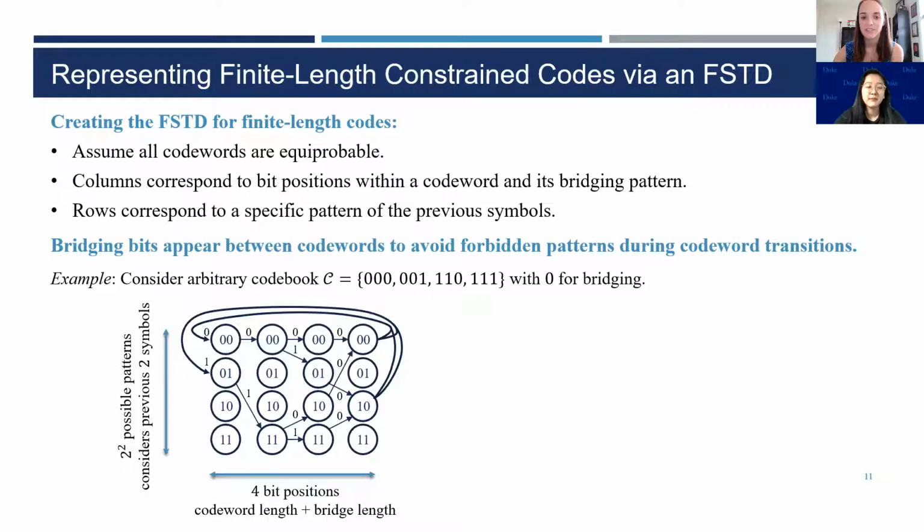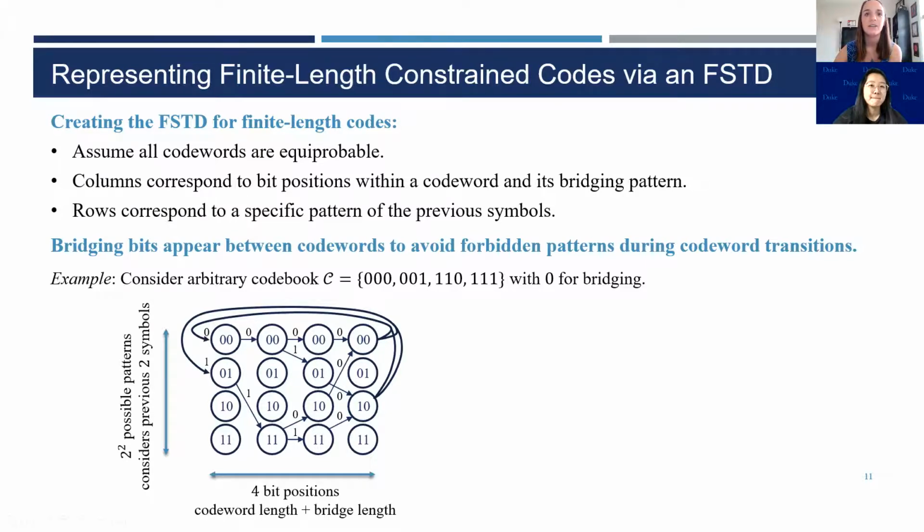So here I've got a grid of states that's 4 by 4. And like I said, the columns are corresponding to a bit position within its code word and bridging pattern. So since the code words are 3 in length, we've got 3 plus the length of bridging, which is just 1. So we've got four columns here. And then if you look at these code words specifically, you'll notice that what bit comes next only depends on the previous 2 bits, well, 1 bit plus itself. And so you've got 2 to the 2 possible patterns. And so you're going to get 4 rows here, which we've got demonstrated.